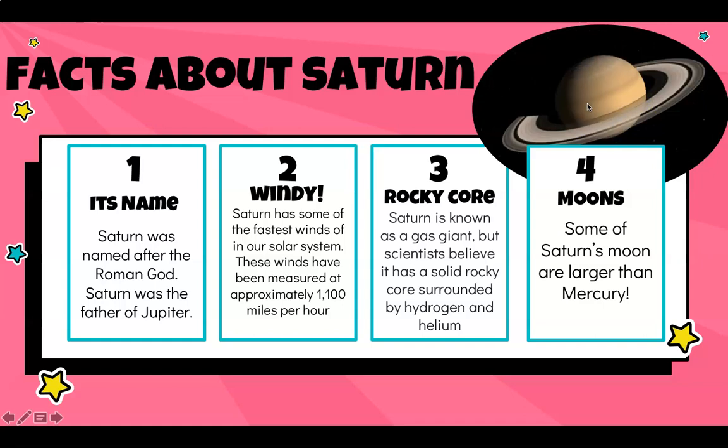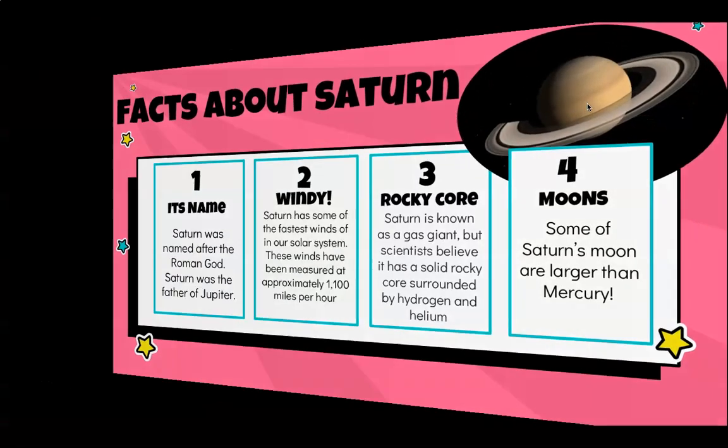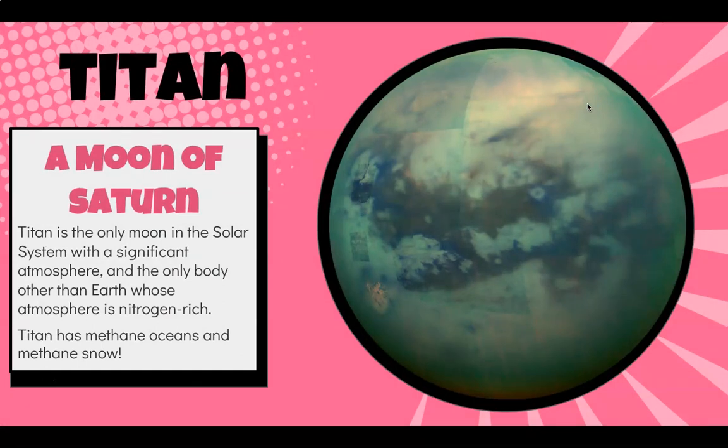And Saturn has over 80 moons, and some of those moons are larger than Mercury, larger than planets. They're huge moons. One of the moons that I find interesting is Titan. Titan is the only moon in the solar system that has a very thick atmosphere, and its atmosphere is similar to Earth in the fact that Earth's air is a little bit more than 75% nitrogen. And Titan has a very nitrogen-heavy atmosphere, similar to Earth.